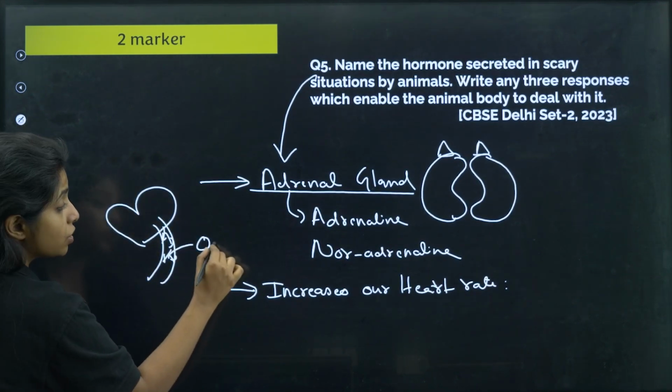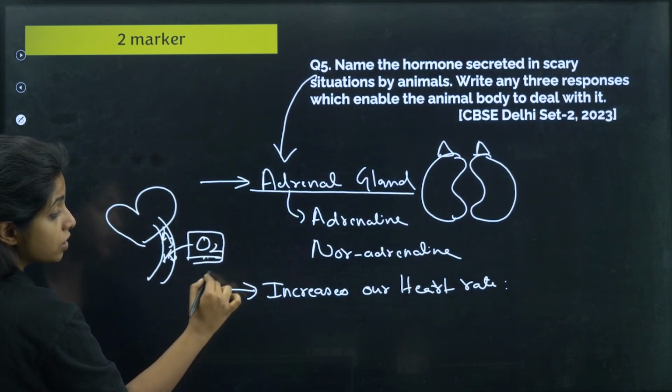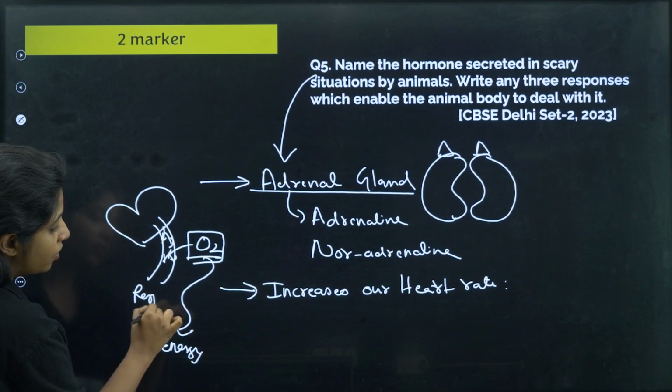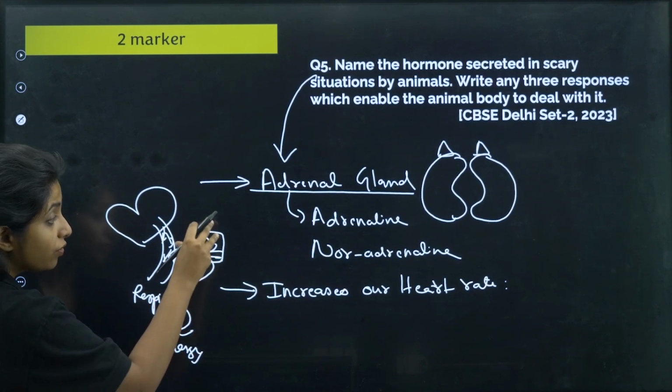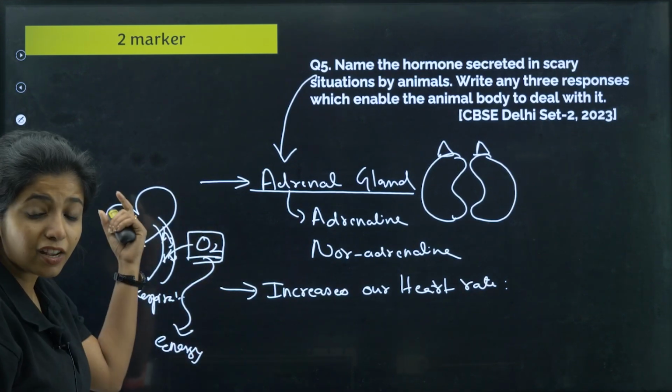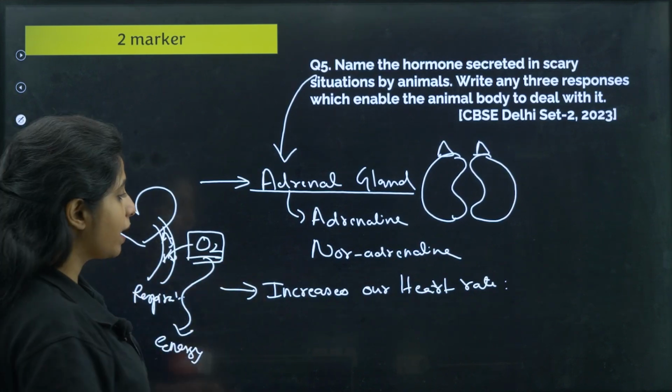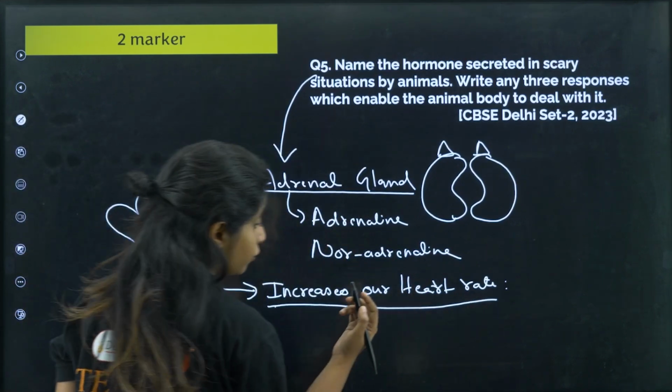Why? Because this blood which is being pumped has more amount of oxygen, and with the help of oxygen only we make energy in the process of cellular respiration. So we actually need oxygen. For that, the blood has to get pumped through all the parts of the body where the energy has to be made. So that is why the increase of our heart rate is very important.